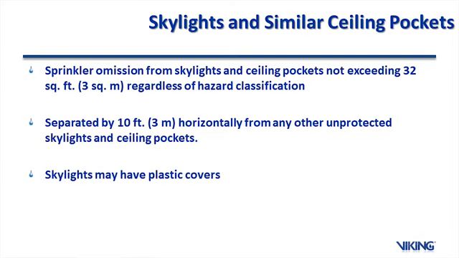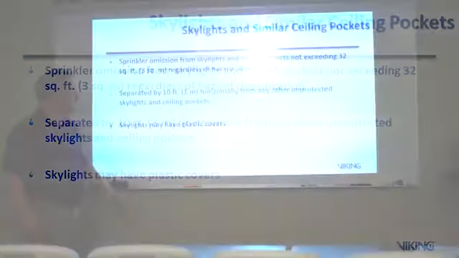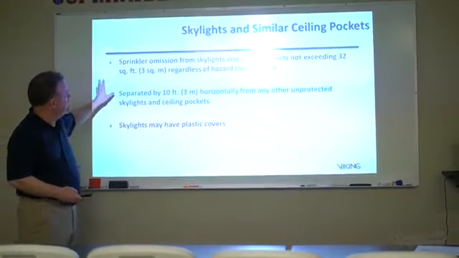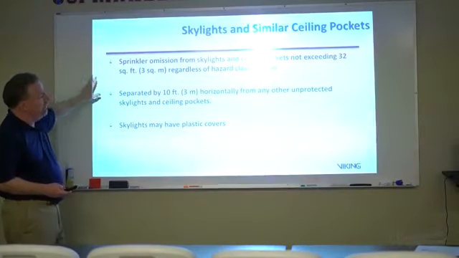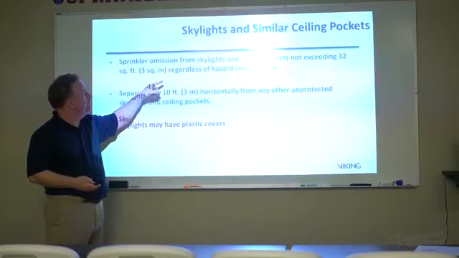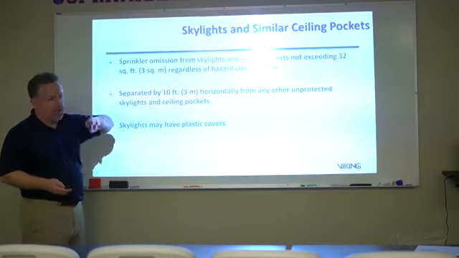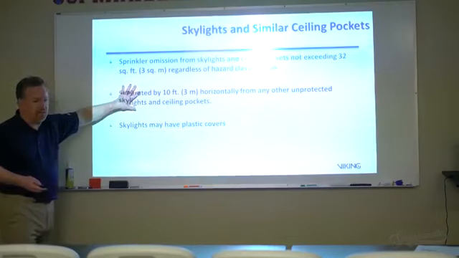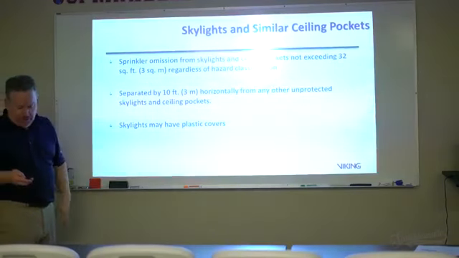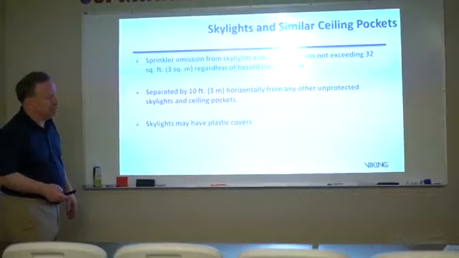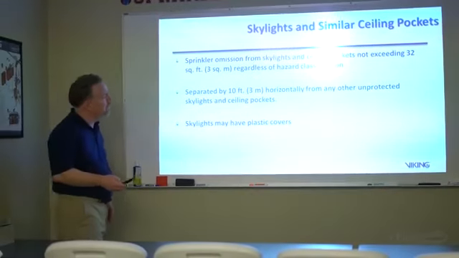And skylights may even have plastic covers over them to create just a light arrangement, a light fixture. So again, this is important: 32 square feet, 3 square meters, regardless of hazard classification. And we're going to talk about ceiling pockets a little bit later as a slightly different architectural feature when it comes to light hazard occupancies.